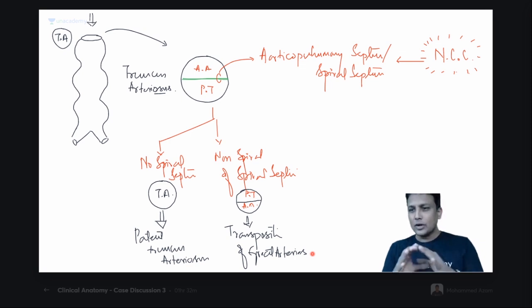Fine. So what is going to happen here right now, my dear friends? If there is no spiral septum at all, the truncus arteriosus will remain as it is: patent truncus arteriosus. If there is a spiral septum, but it does not spiral, that condition is known as transposition of great arteries, TGA.